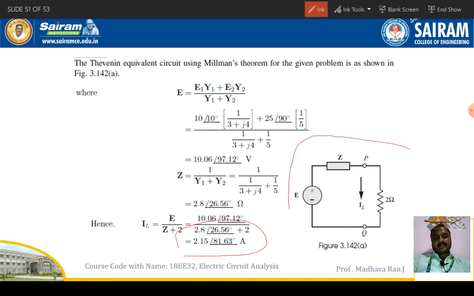So this circuit belongs to the Thevenin's equivalent circuit. Thevenin's theorem problems and Millman's theorem problems are similar, but finding the voltage E, the total or equivalent impedance, is a little bit different.